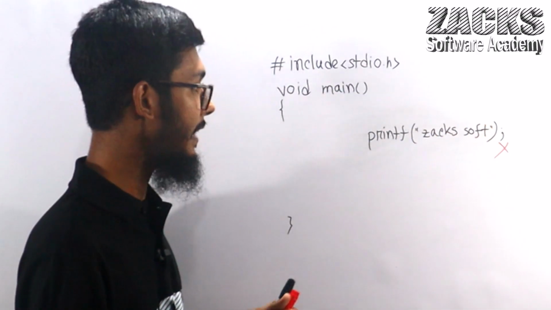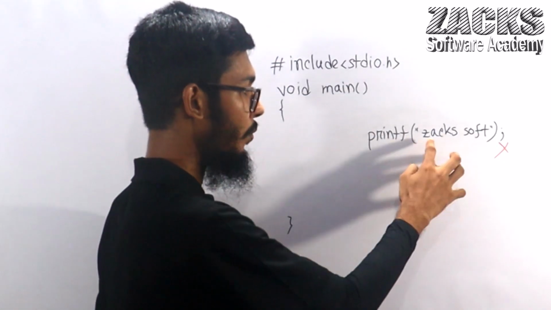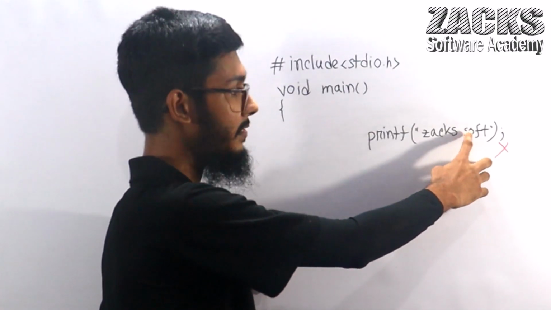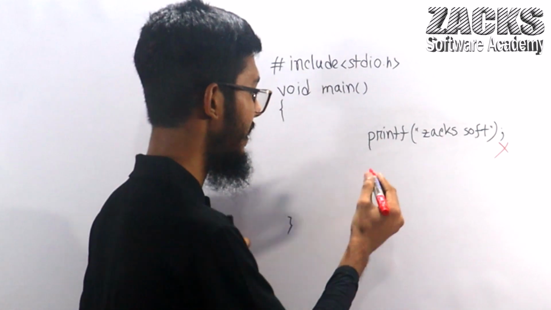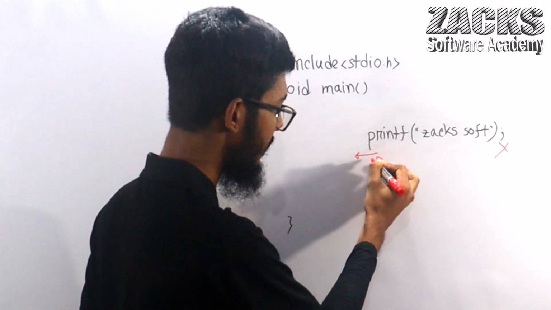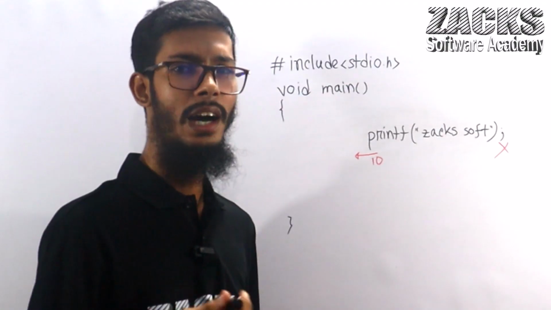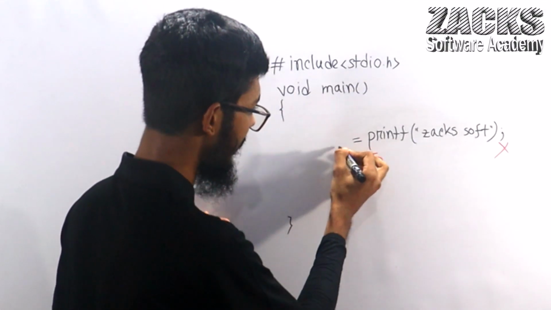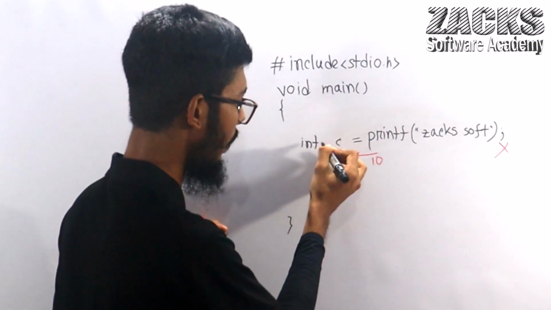Now tell me, in this string, how many characters are available? 1, 2, 3, 4, 5, and space is also a character, 6, 7, 8, 9, 10. So this function returns 10. If you want, you can store this value also. How to store? Simply we can use a variable, for example an integer count. Simply we can store this value.